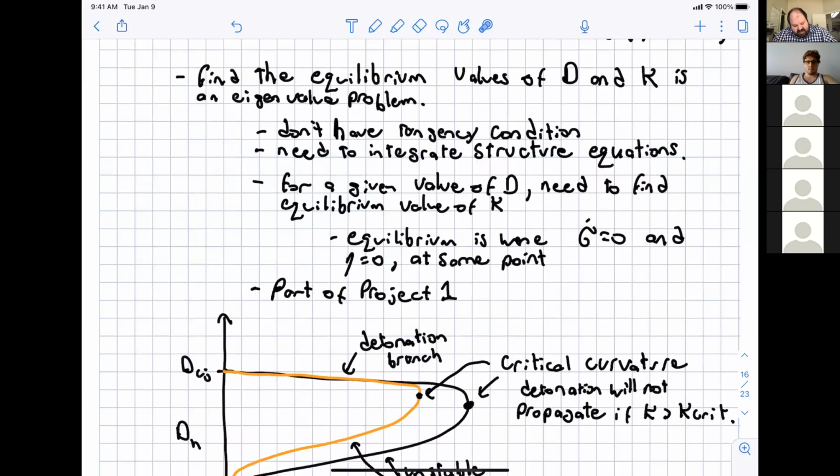If you are given a value of D, you need to find the value of curvature such that you can find the equilibrium point. And the equilibrium point is where sigma dot and eta are both 0 at the same point in the flow. You don't know where that is, and you don't know how much unburned material there's going to be left over after that point. Okay, and basically doing that is part of project 1.